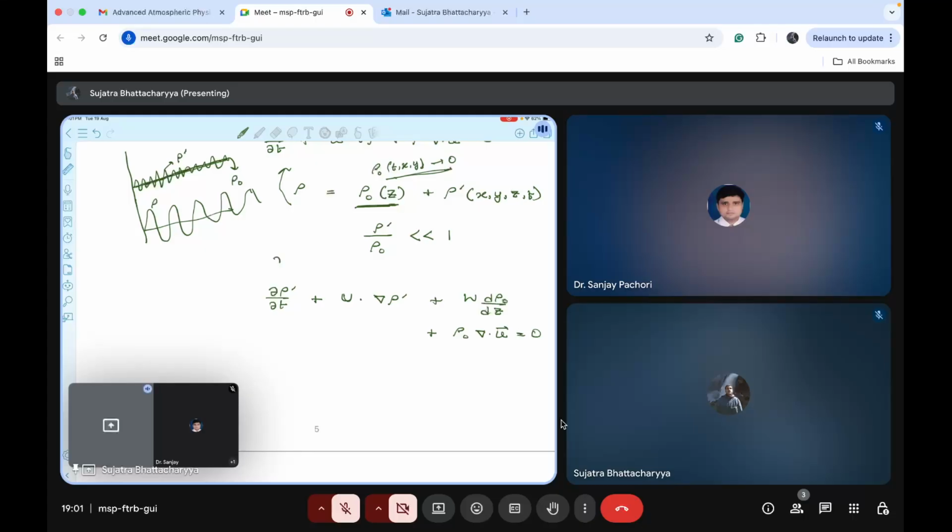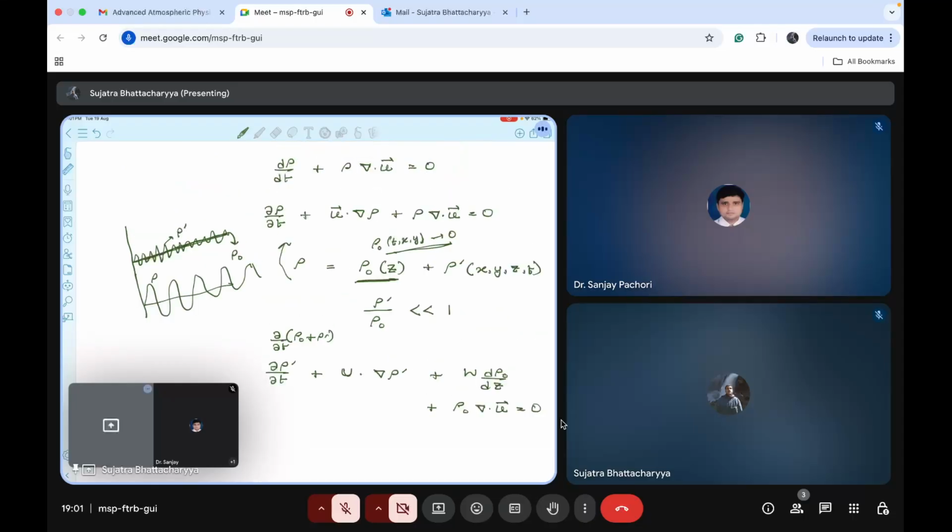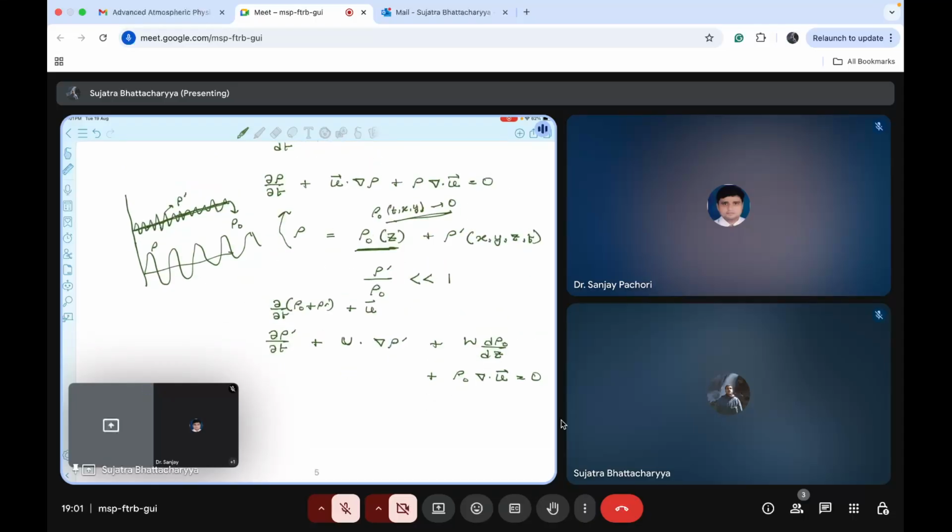write it here. See, you have the del t term, right? So what I have done is rho naught plus rho dash, and then you have u dot grad rho dash, plus w delta rho by delta z. So this is rho naught plus rho dash. Everywhere it is rho naught plus rho dash. Let me rub this one and derive it properly. Plus rho naught plus rho dash del dot u is equal to 0. Everywhere I have written rho as rho naught plus rho dash.